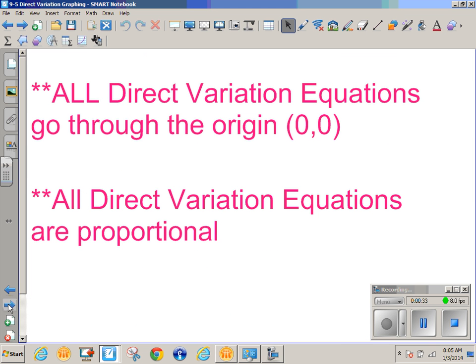All direct variation equations go through the origin, which is the point 0, 0. So when you're graphing, you should expect it to go through the origin. If it doesn't, then something went wrong in terms of mathematics in your table of values. So that's a good way to make sure you're on the right track. All direct variation equations are proportional. Proportional means that they're traveling at the same rate of change, which in turn is why we have a line. And it's proportional because it goes through the origin.